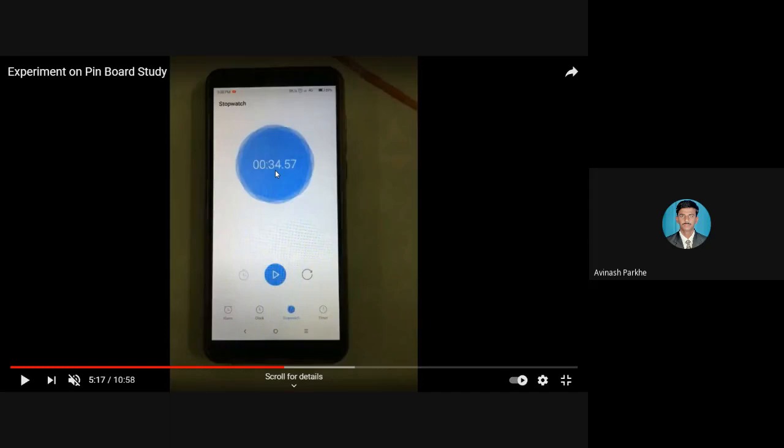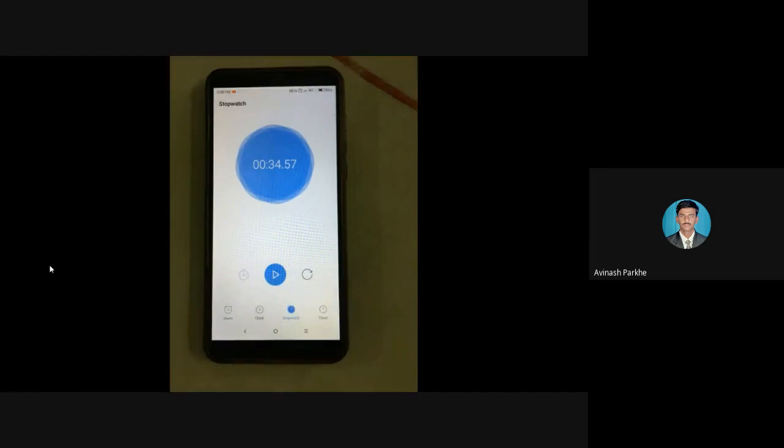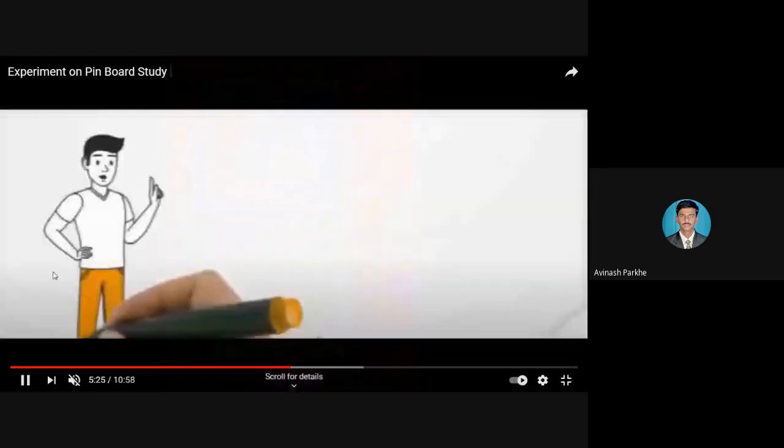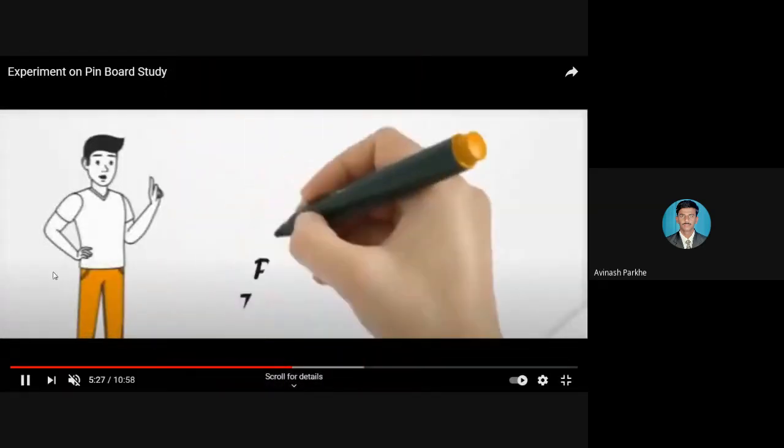What is the reason? The first reason is that I am using both hands, and the second reason is that I am inserting the pins in the holes in the column wise section. First column, second column, third column, like that. Similarly, you have to repeat this process 4 to 5 times. You have to repeat the same cycle 4 to 5 times.